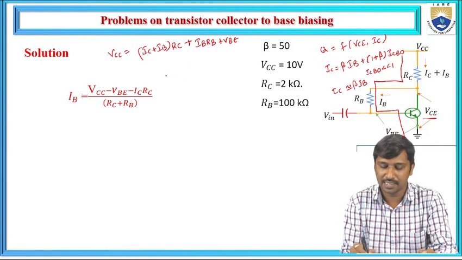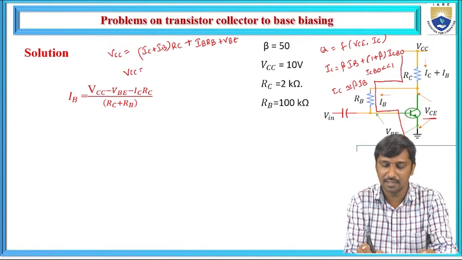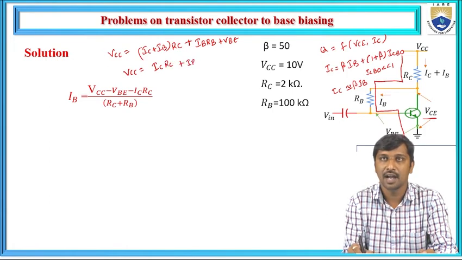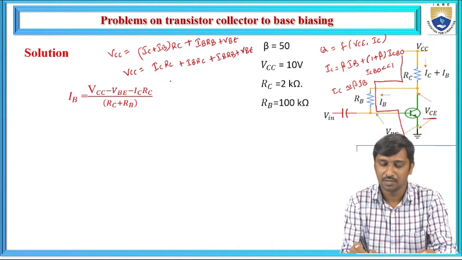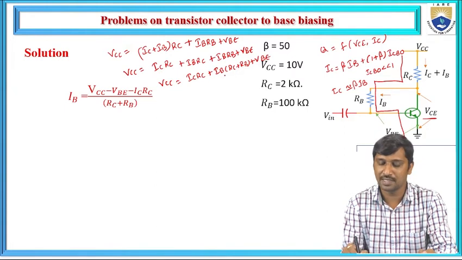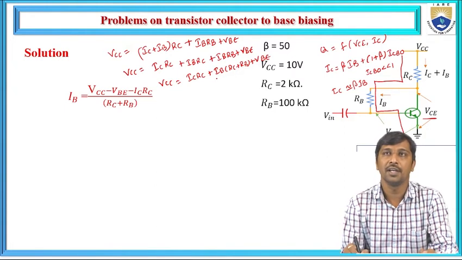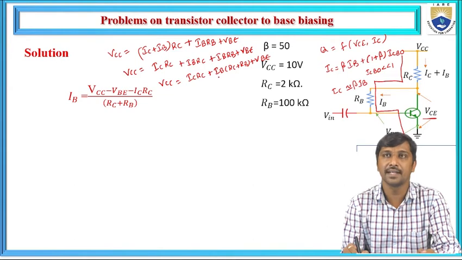So if we expand this expression, VCC is equal to IC times RC plus IB times RC plus IB times RB plus VBE. So from this, VCC is equal to ICRC plus IB, taking IB as common, times RC plus RB, plus VBE. From this relation, we are going to find out how much base current flows.